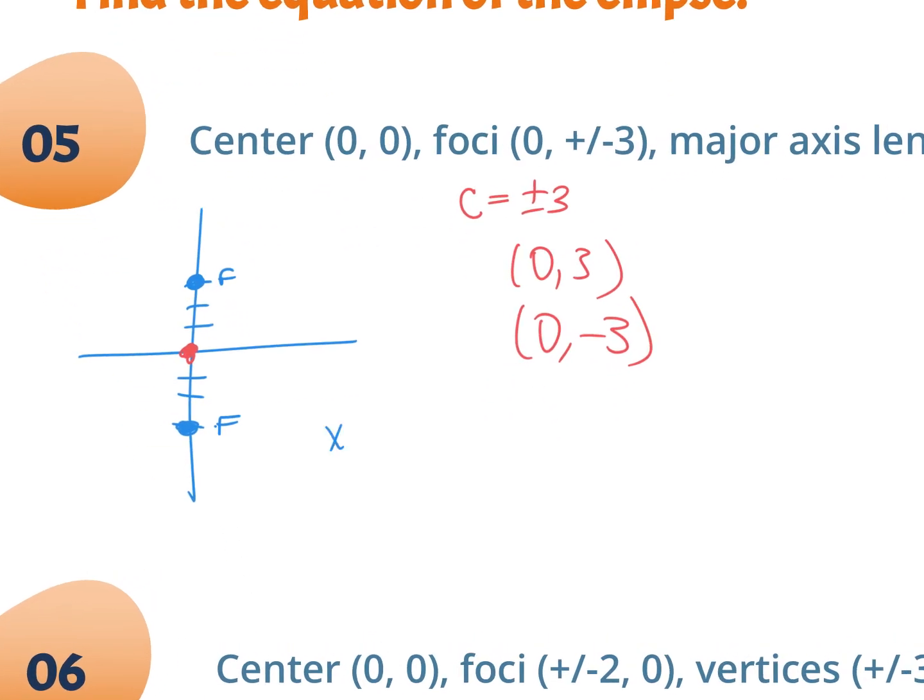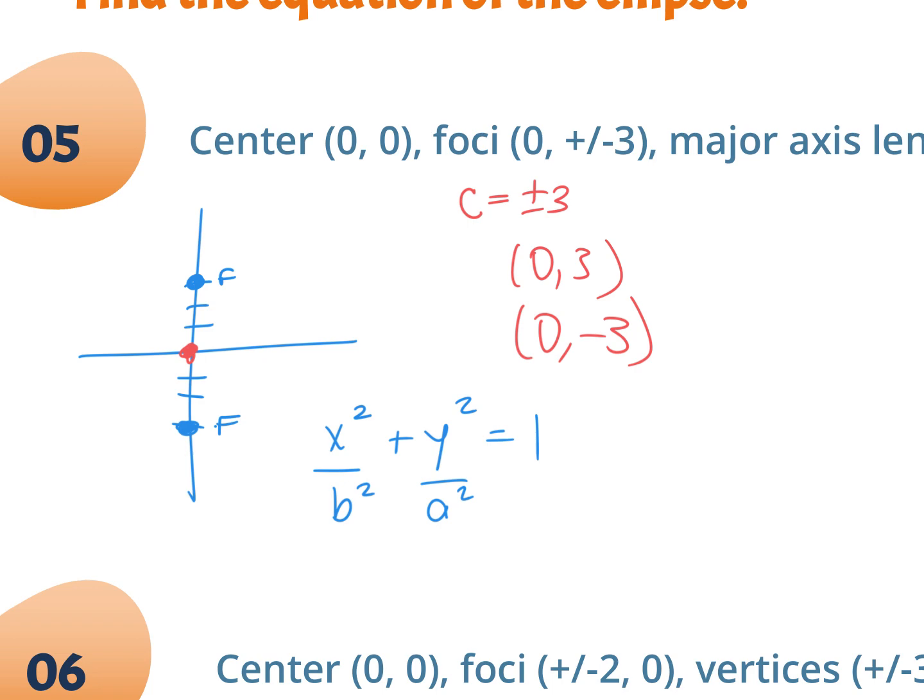I know I'm centered at 0, so I have x squared plus y squared equals 1. What value is going to go under the x? A or B? Why is it B? Correct. Because it's vertical. Remember, the bigger number goes underneath the major. So I need my A value and my B value. I have the C. So how do I find the value of my A or my B?